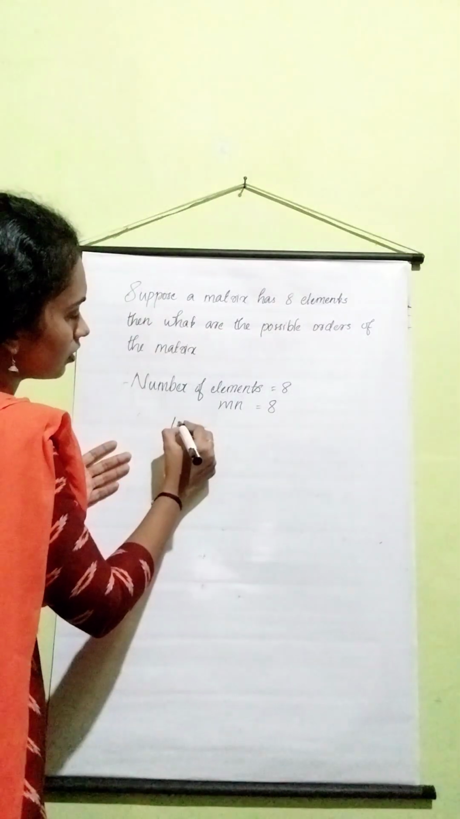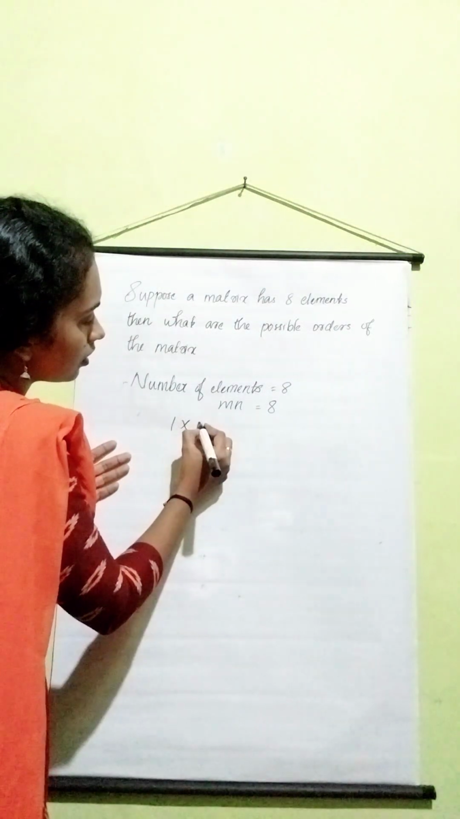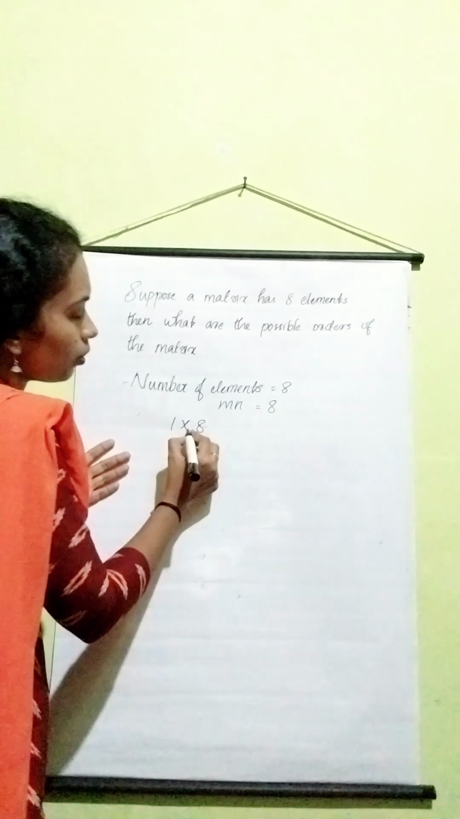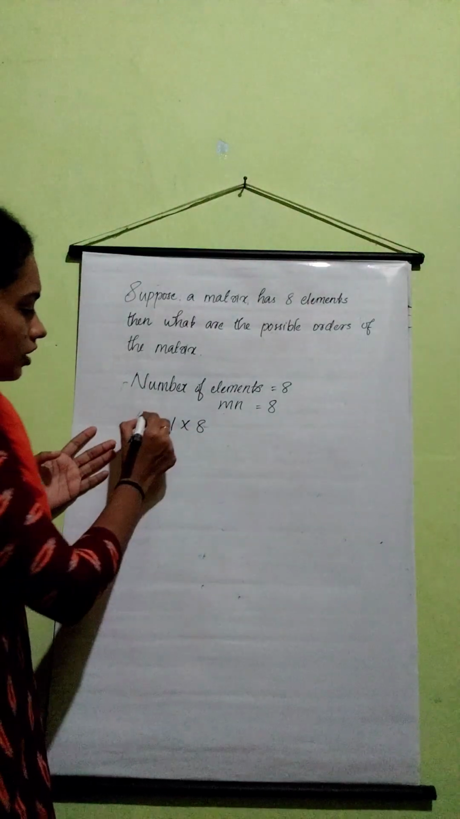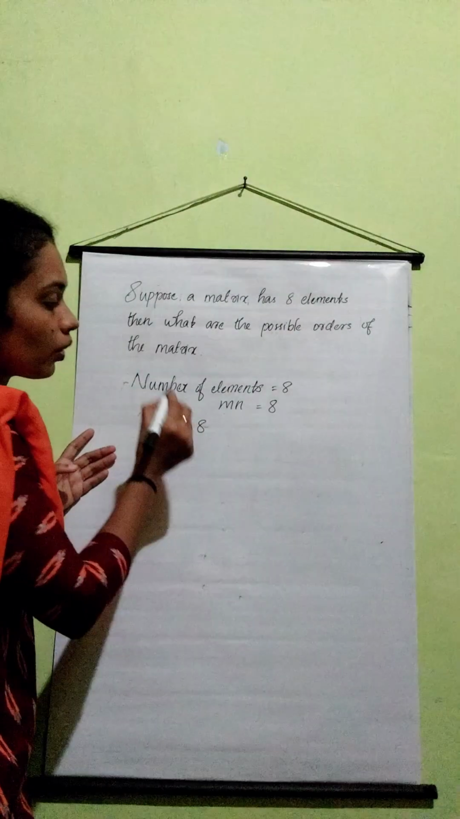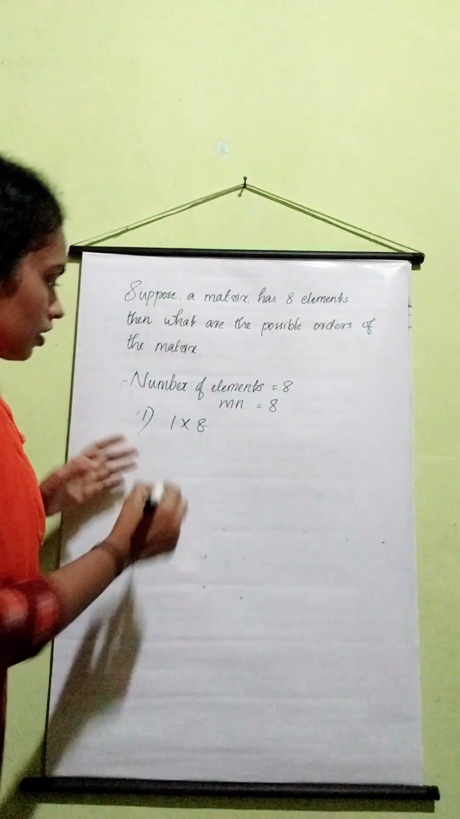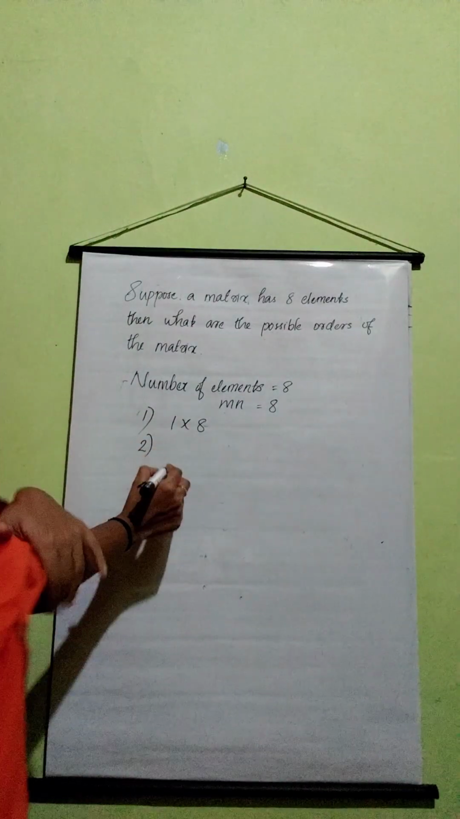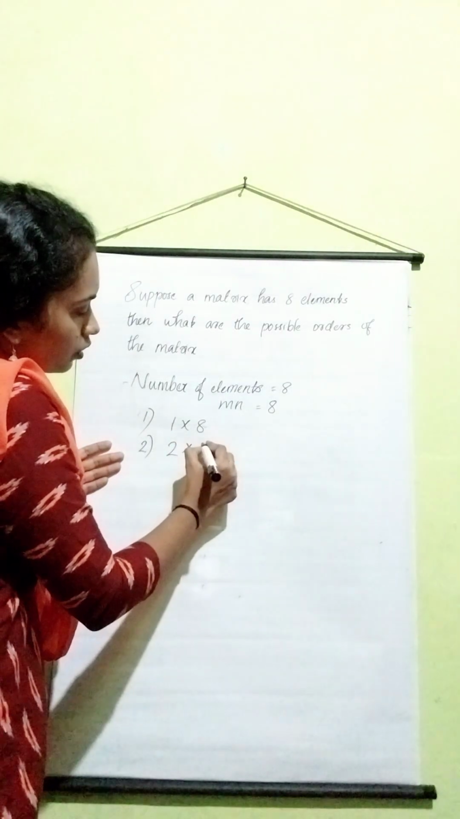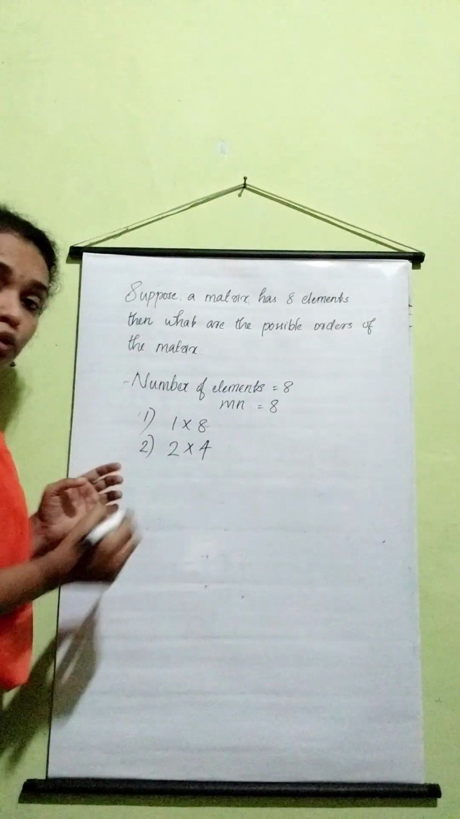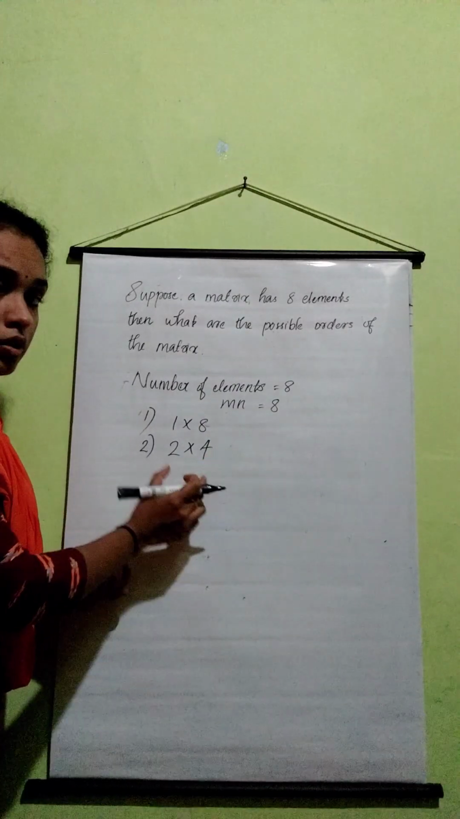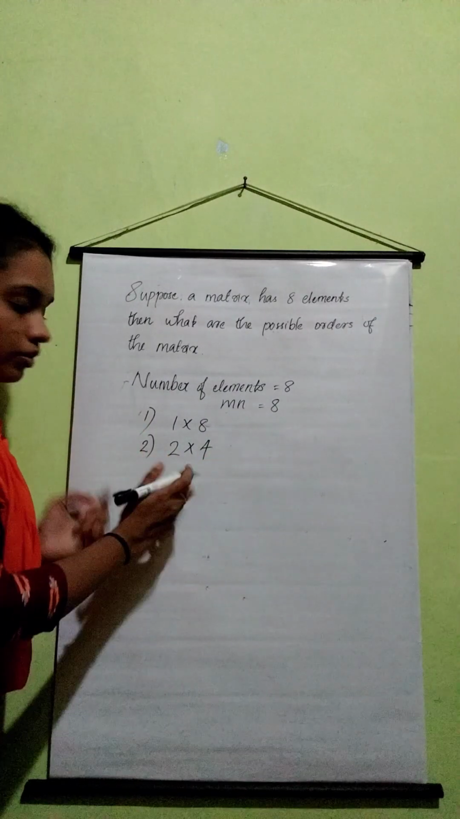Start with 1. 1 multiplied by which number gives 8? 8. So, possible orders are, first possibility is 1 by 8. Can be 1 row and 8 columns. Then, second one, 2 by 4. 2 rows and 4 columns. Here also the product is 8. So, the order of the matrix can be 2 by 4.